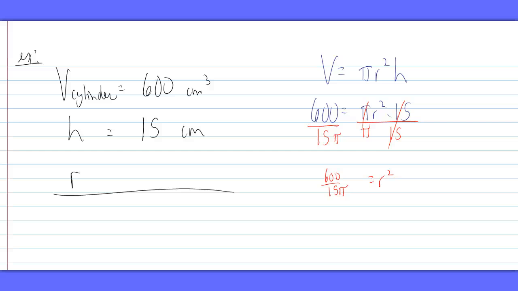We want to make sure we keep it in the calculator. If you didn't get the 12.73, maybe it's because you entered it in like this. That would take 600 divided by 15, but multiply it by pi. Make sure you put parentheses around that denominator. So 600 divided by the entire expression, 15 pi. And again, you should get about 12.73. That's what the radius squared is equal to.